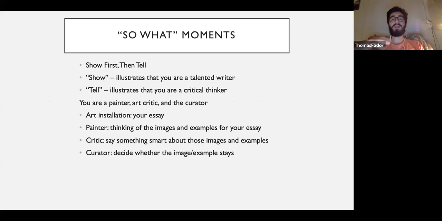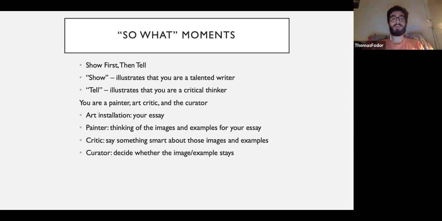All right, moving on to so what moments. And again, so what moments are all about the insights that you bring to your essay. So you had this experience. Why did this experience matter? What was important about this experience? And as I've mentioned before in past sessions, you always want to show first and then tell.